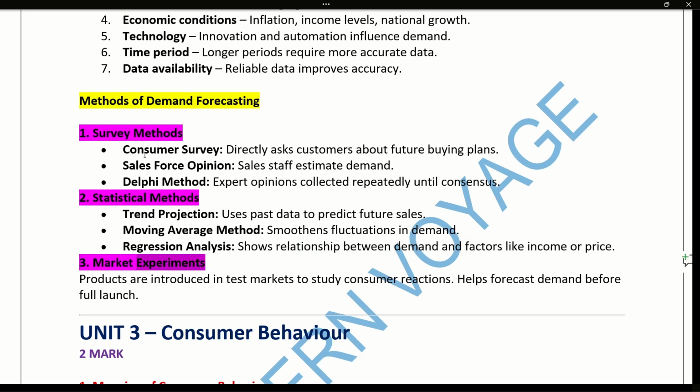3. Market experiments. Products are introduced in test markets to study consumer reactions. Helps forecast demand before full launch.